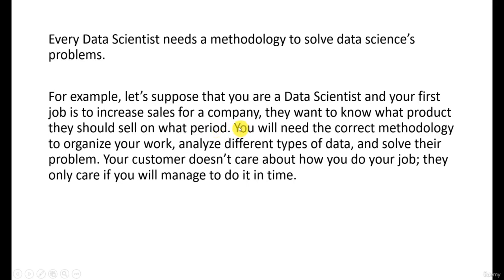So as a data scientist, you will need the correct methodologies to organize your work, analyze different types of data and solve their problem. Your customer does not care about what you do on your job, but they only care if you will manage to do it in time. So basically, all that matters eventually is that you give a qualitative product within some time frame. That is what a data scientist needs to know.